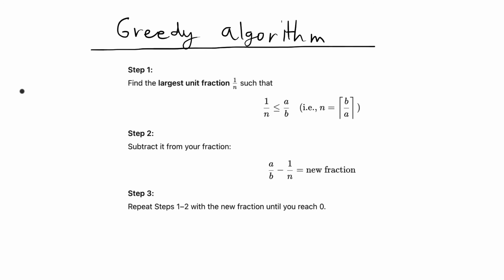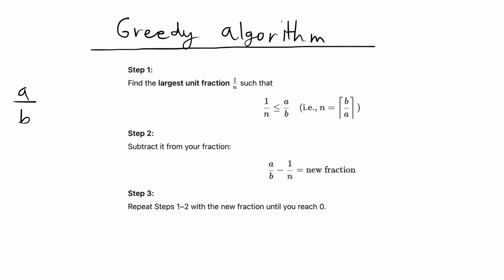In the first step, for any positive rational number a over b, you're going to find the largest unit fraction 1 over n, such that 1 over n is less than or equal to a over b. This is equivalent to searching for the ceiling of b over a. You're going to take that 1 over n and subtract it from a over b to get a new fraction. If the result is anything other than 0, you're going to repeat steps 1 and 2 until the final subtraction is equal to 0.